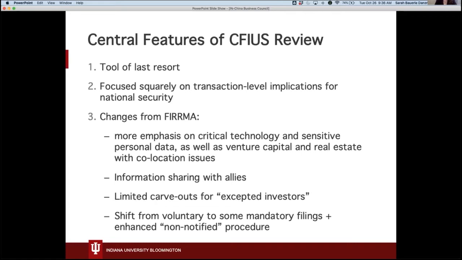But FIRRMA has made a subset of transactions subject to mandatory filings. These are mainly investments in critical technology businesses and transactions in which a foreign government-controlled entity obtains a substantial interest in a U.S. business. And FIRRMA has also been used to ramp up CFIUS's non-notified procedure, in which the U.S. government monitors non-notified transactions of interest and reaches out to parties to initiate post-closing review.